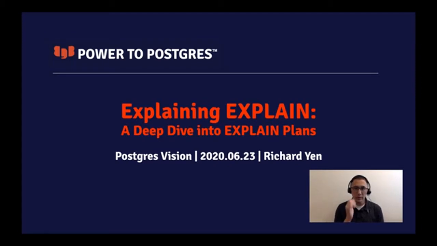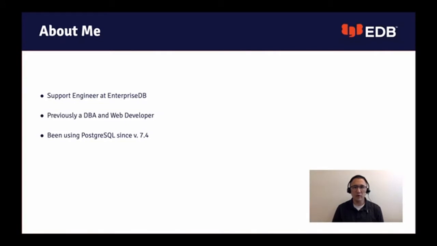Just quickly to introduce myself, I am a support engineer for Enterprise DB. I also previously worked as a DBA and a web developer, and I've been using Postgres since version 7.4, so it's been a while. As a support engineer, we support several of our customers, ranging from small startups to large government and financial institutions. And we get a lot of emails asking for help on things like corruption or database performance and replication, all that kind of stuff.